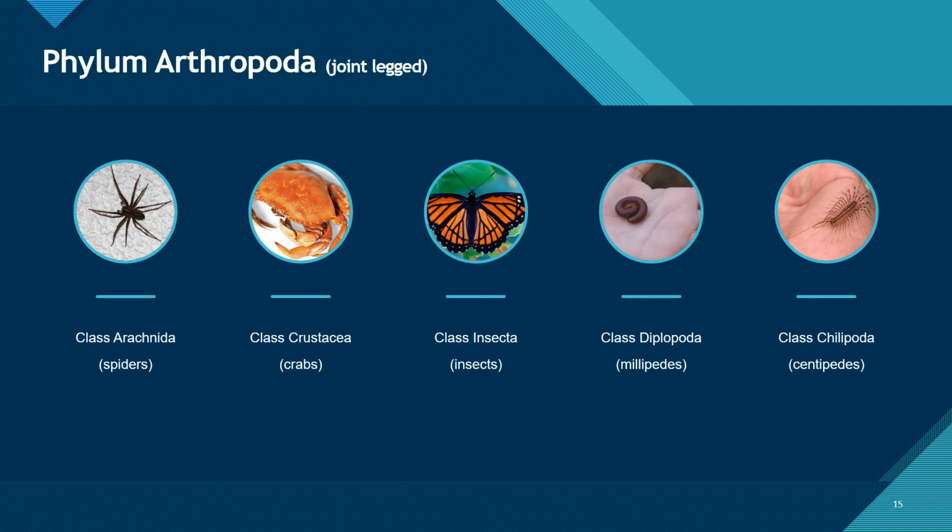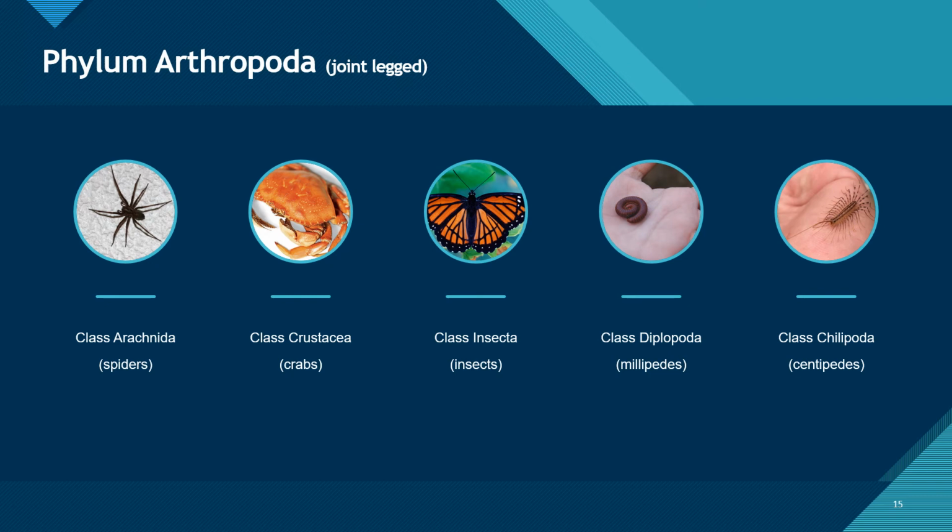So we have class Arachnida, which is spiders, things like scorpions or mites, and they have 6 pairs of legs. The next one is class Crustacea, or things like crab, lobsters, crayfish, and they have 3 regions of their body: the head, the thorax, and the abdomen, and one way you can identify them is by their little claws.